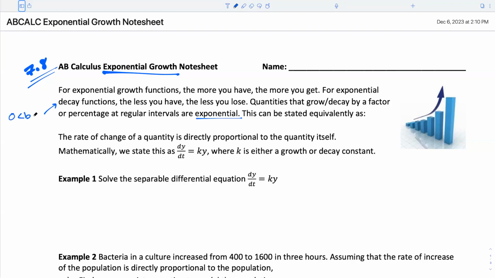So B will be greater than 0 but less than 1 for decay. And then, of course, for growth, your B is going to be greater than 1. In both cases, it won't be 1 because if you have an exponent with a base of 1, it's just always going to be 1. 1 squared, 1 cubed, 1 to the 5th.